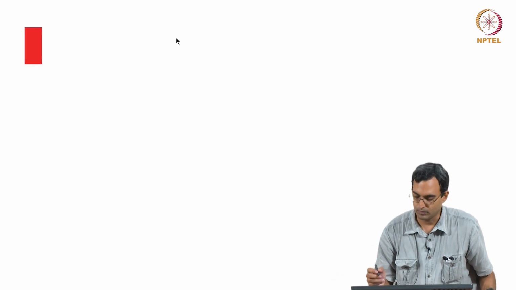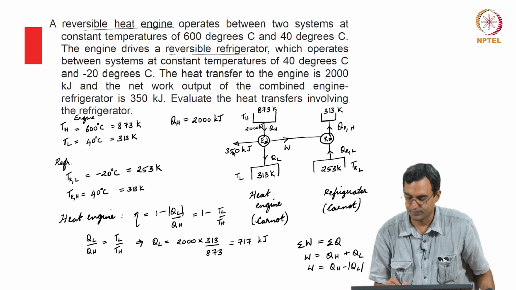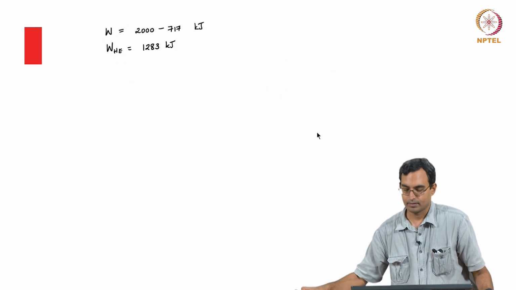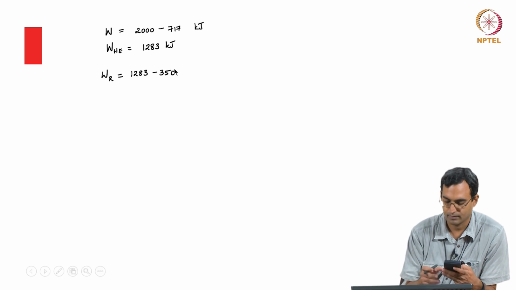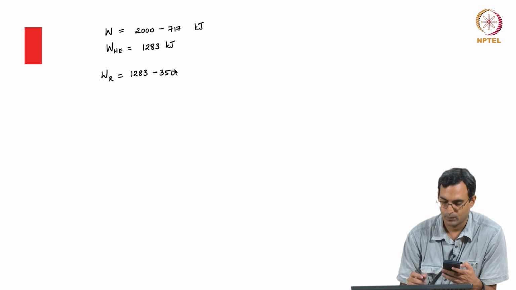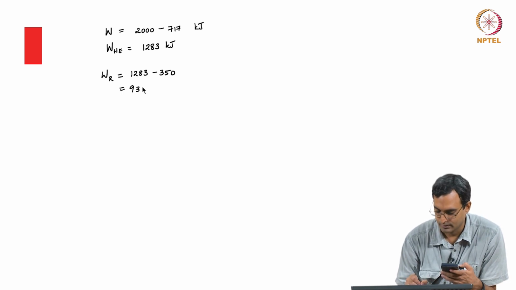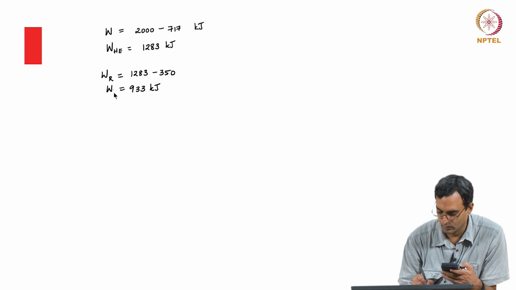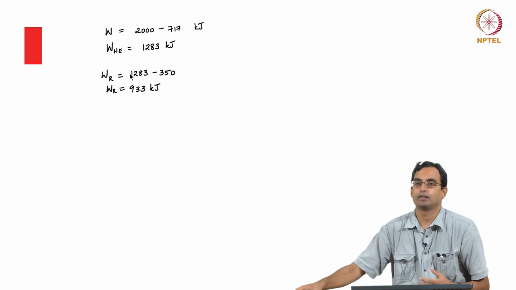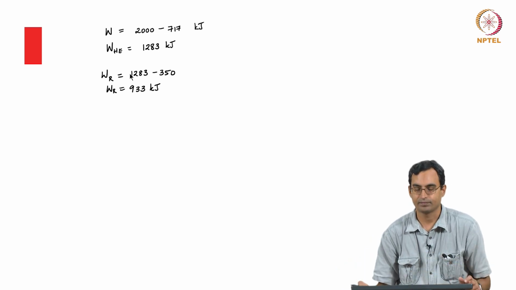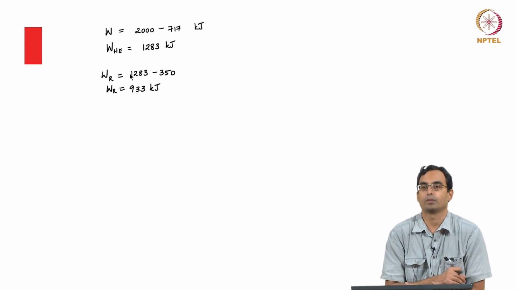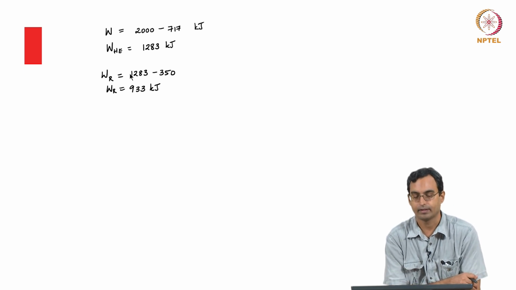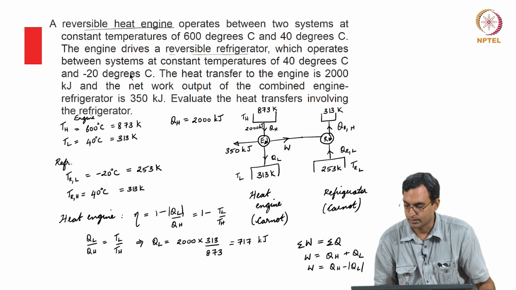Out of the 1283 kilojoule which this produces, 350 is going out. So, the remaining goes to the refrigerator. So, the work input to the refrigerator is essentially 1283 minus 350, which is essentially 933 kilojoule. This is the work going to the refrigerator. The value of this work is positive for the engine, it is negative for the refrigerator. For the engine, it is work done by the engine on the refrigerator, it is positive. For the refrigerator, it's work done on the refrigerator by the engine and it is negative. So, that is also something we have.